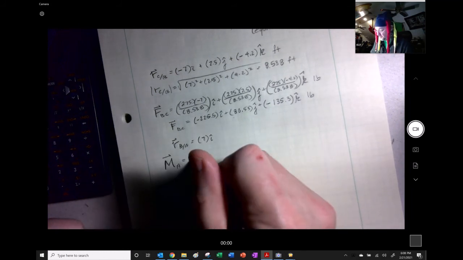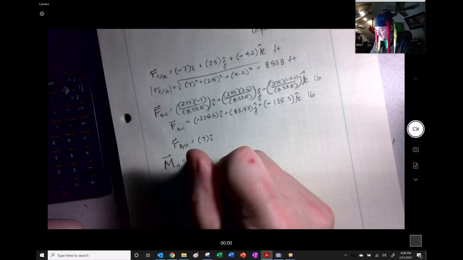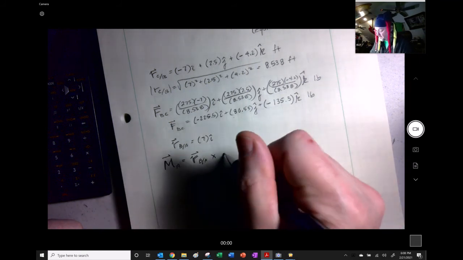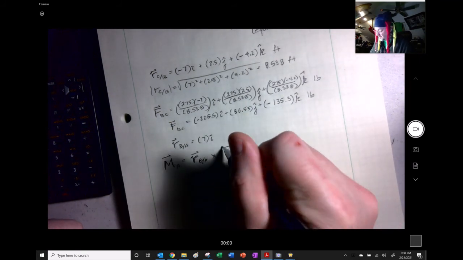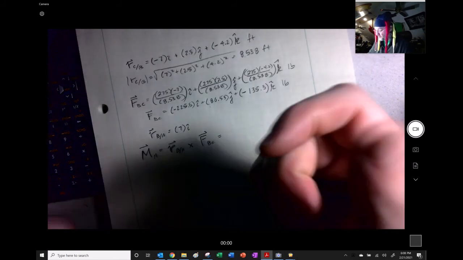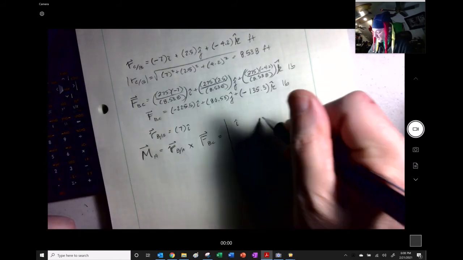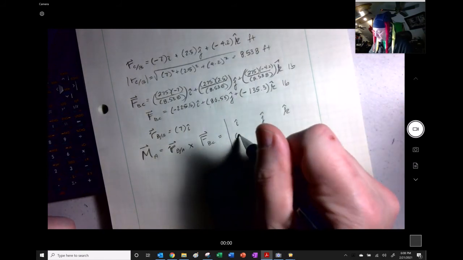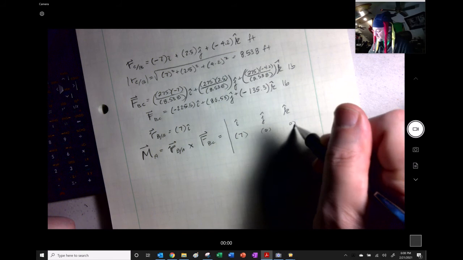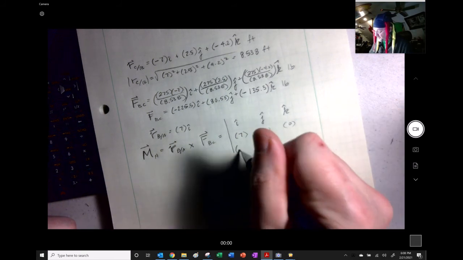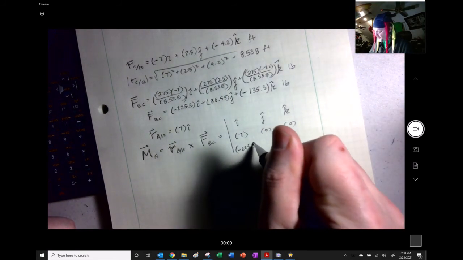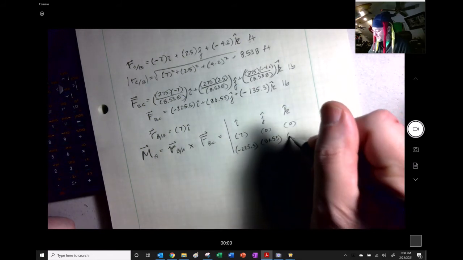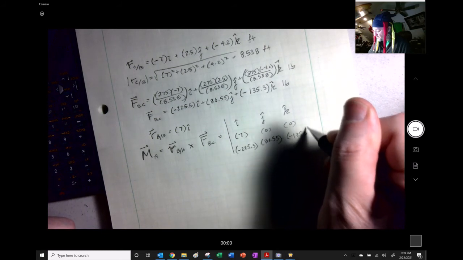And that's going to be equal to r_B/A crossed with F_BC. That's supposed to be an R. It doesn't look like an R, right? It looks like an R. And therefore, we're going to cross this right here, take I, J, and K. And the unit vector is 7, 0, and 0. And then here we have a negative 225.5, an 80.53, and a negative 135.3.